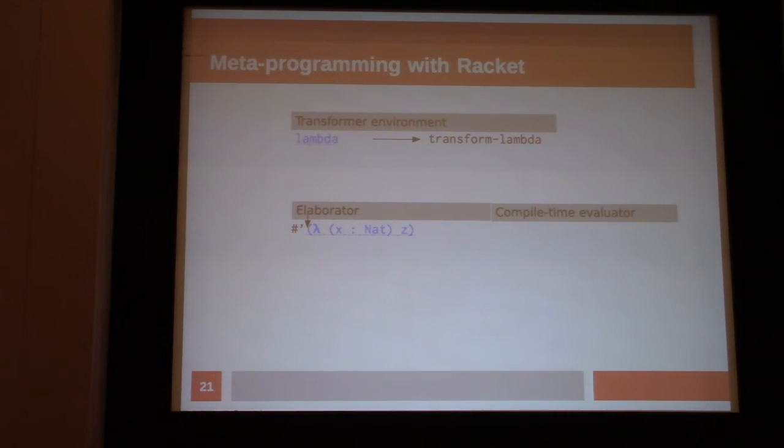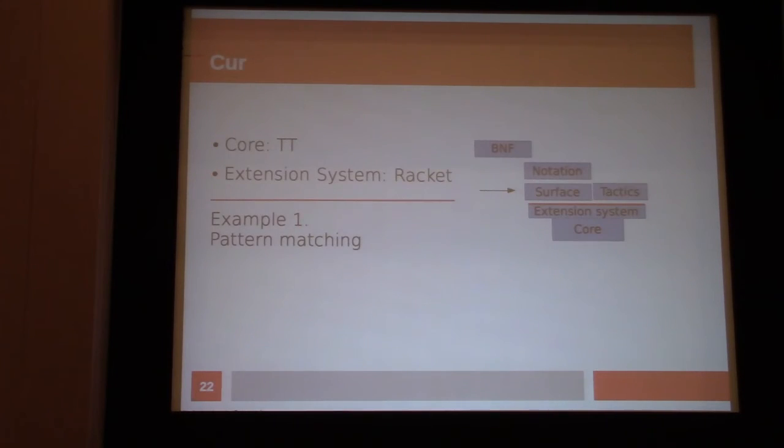Okay, so that's the basics of metaprogramming with Racket. Now we're going to move to this other side of our little red line and take on the role of a user of this system. So we're going to start building up new notation. The first thing we're going to do is try to build up a surface language feature.